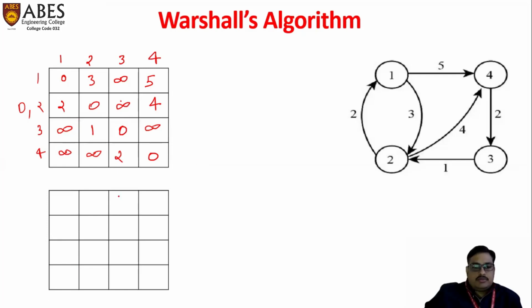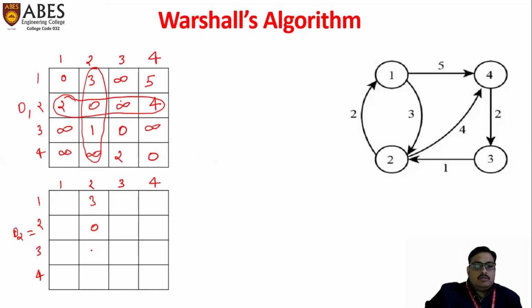So suppose we are going to find out D2 here. Let me write vertex 1, 2, 3, 4. If we are taking 2 as the intermediate node, we'll just copy all the values of the second row and second column. So basically, we'll just place these values as they are. We'll just copy this one.